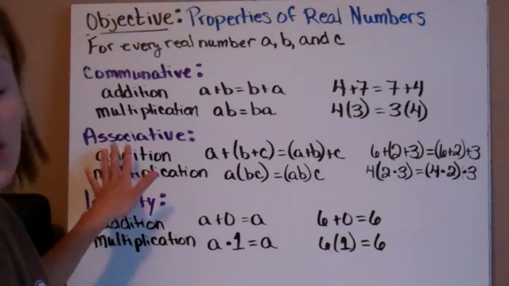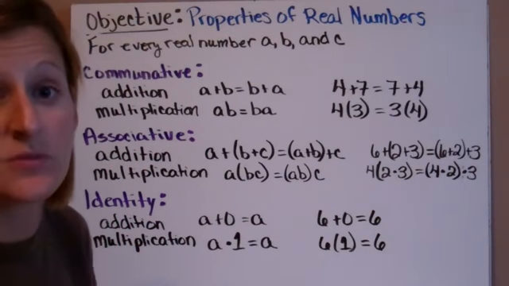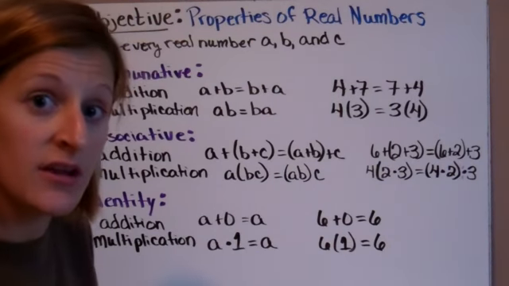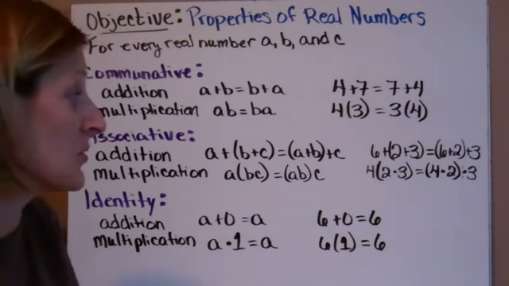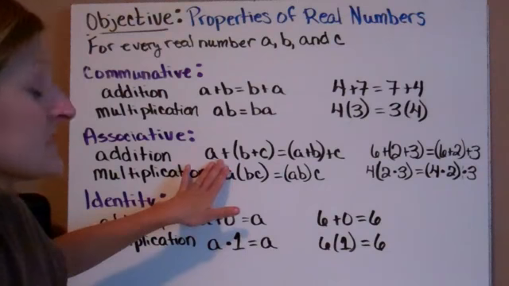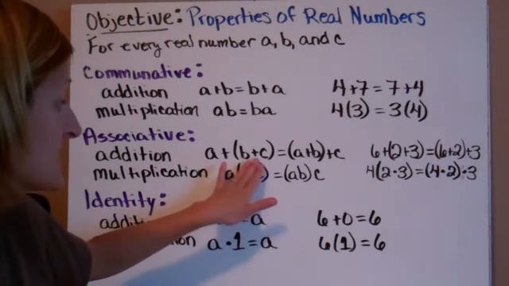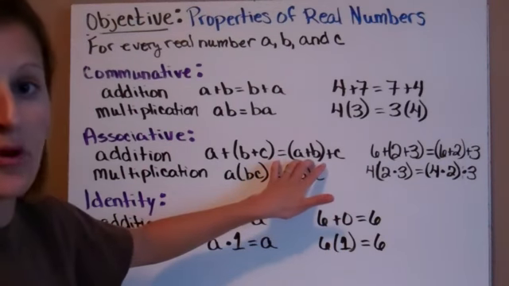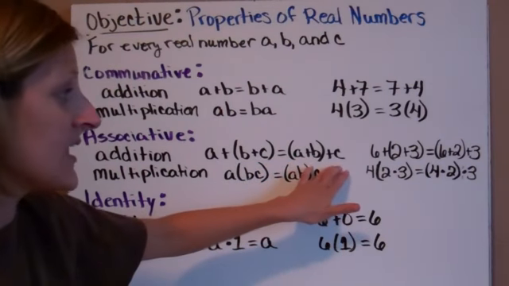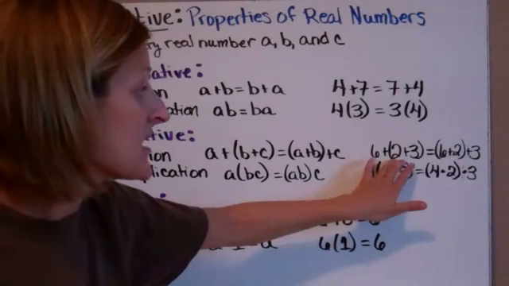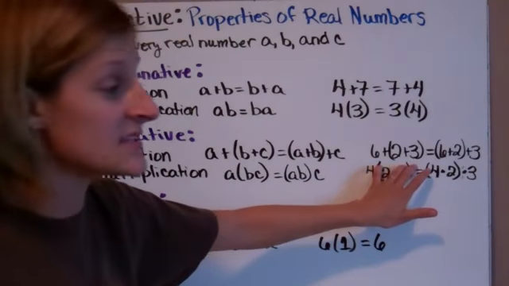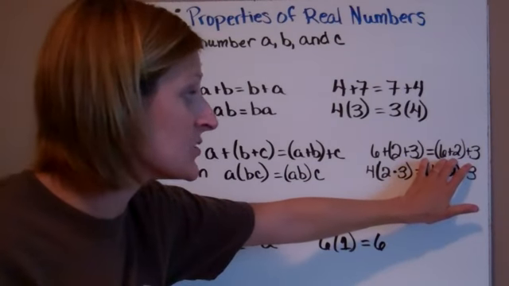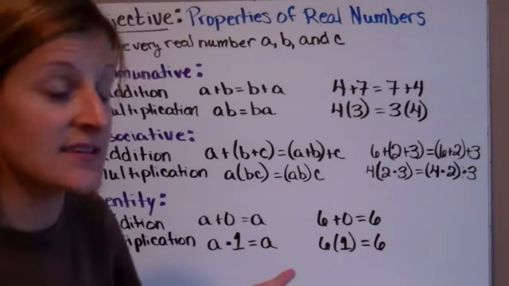The next one is associative. This is the one that deals with the parentheses. When the parentheses move, the order of the numbers is the same, but the parentheses move. So in the addition, you have A plus, and then parentheses B plus C, is the same thing as if you put A and B in parentheses added together, then add C. So 6 plus, then 2 plus 3, that's 5, and 5 and 6 is 11, is the same thing as 6 plus 2, which is 8, plus 3, and that's 11.